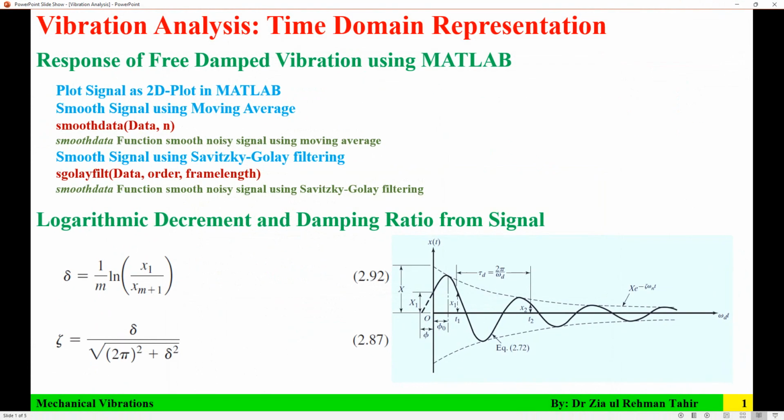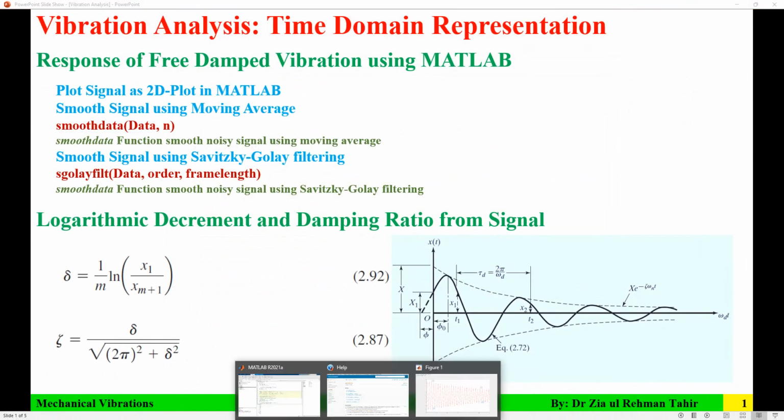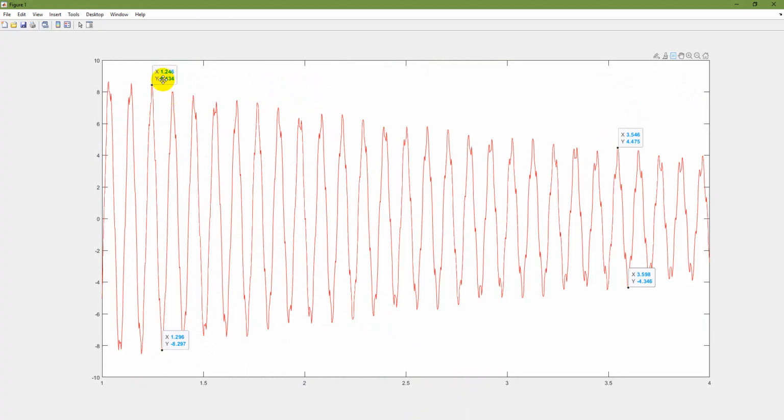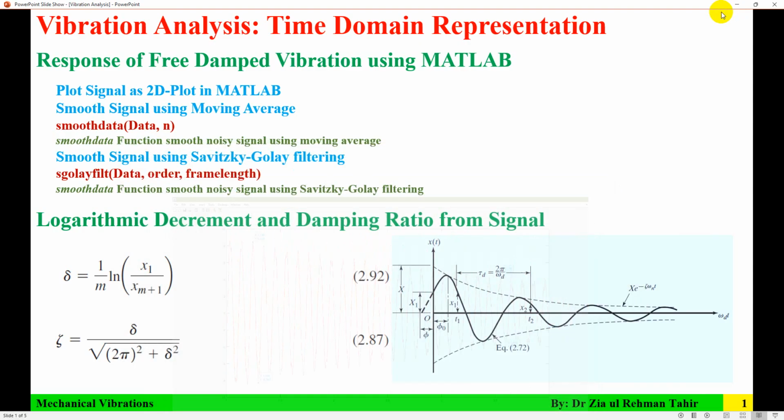x1, or x0, will be 8.434, x22 will be 4.475, and for the other pair, the displacements will be minus 8.297 and minus 4.346. Here the horizontal axis is time, so that x values pair is for time.